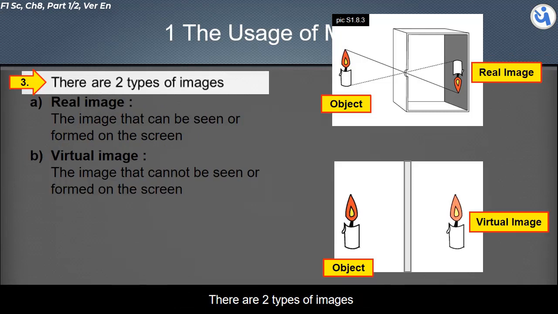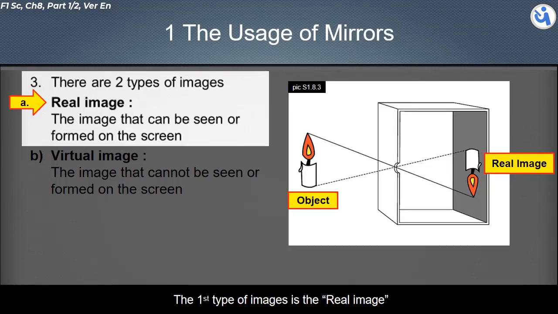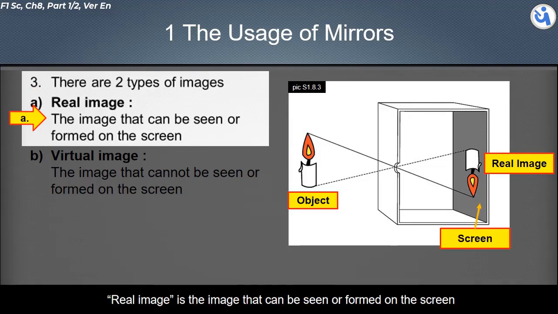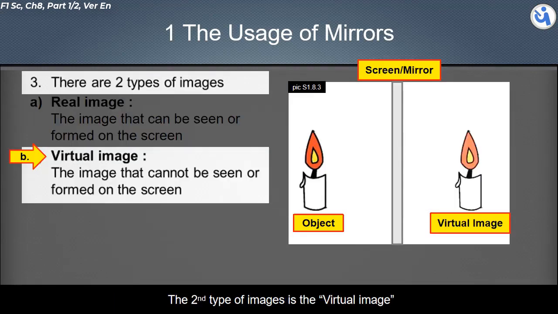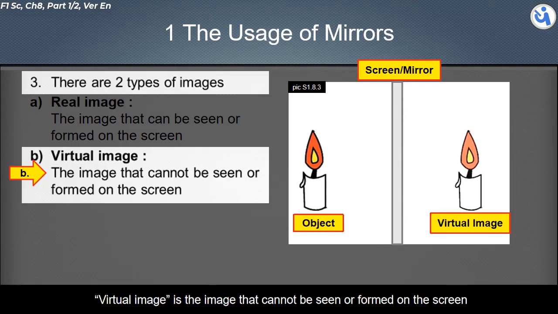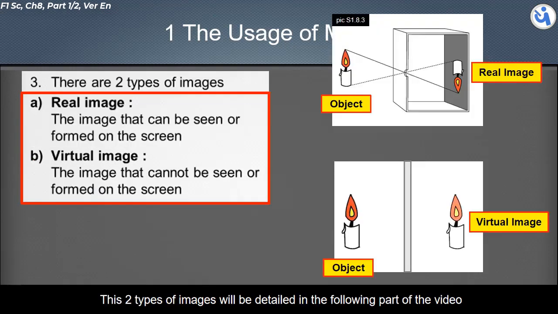There are two types of images. The first type of image is the real image. A real image is an image that can be seen or formed on the screen. The second type of image is the virtual image. A virtual image is an image that cannot be formed on the screen. These two types of images will be detailed in the following part of the video.